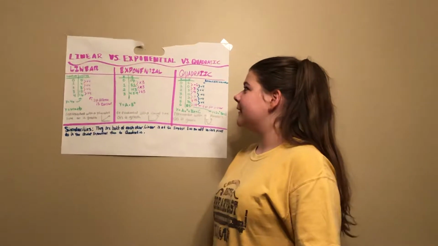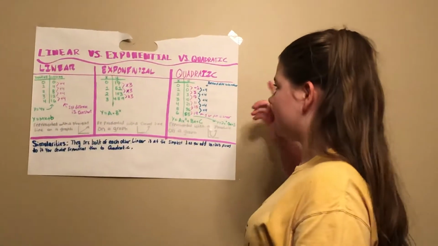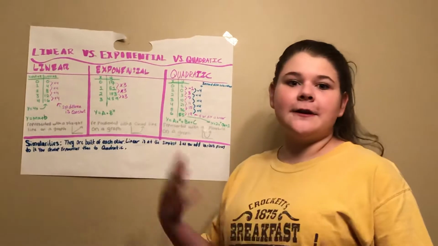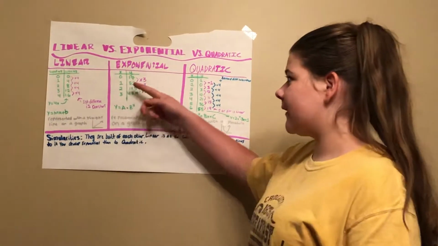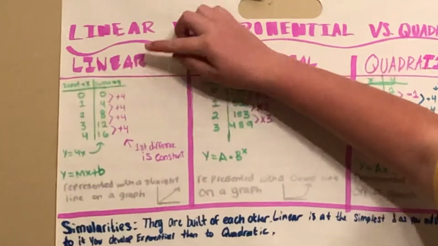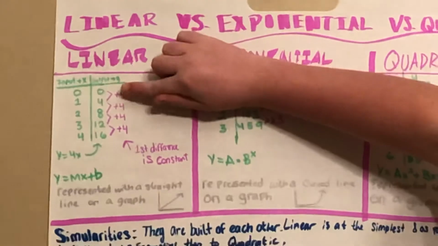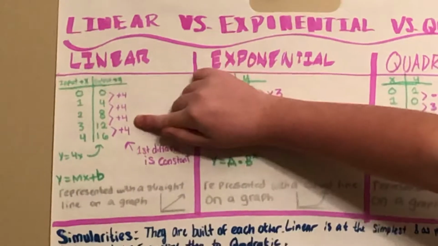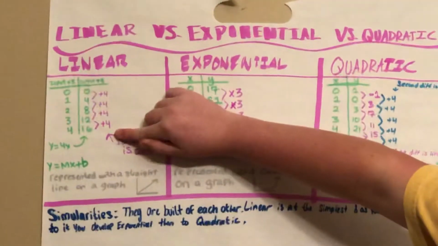So when explaining the difference between linear, exponential, and quadratic functions, there are some similarities and some differences. First we'll take a look at linear. I have a table of an example. Our input is x and our output is y. So here we have (0, 0), (1, 4), (2, 8), (3, 12), and (4, 16).